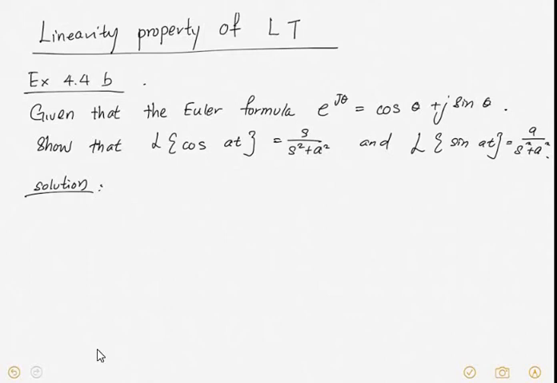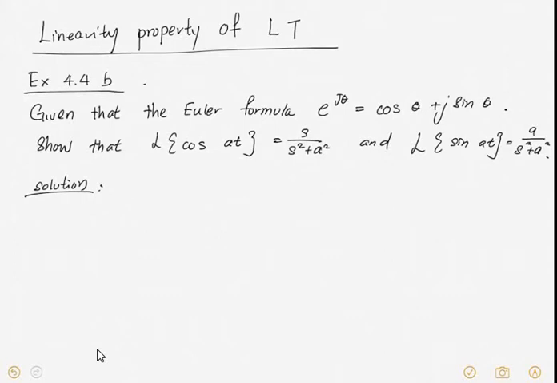Hello, good morning everyone. Today I would like to continue teaching you the linearity property of the Laplace transform, which is in example 4.4b. Given the Euler formula, e to the j theta equals cos theta plus j sine theta, show that the Laplace transform of cos at is equal to s over s squared plus a squared, and the Laplace transform of sine at is equal to a over s squared plus a squared.